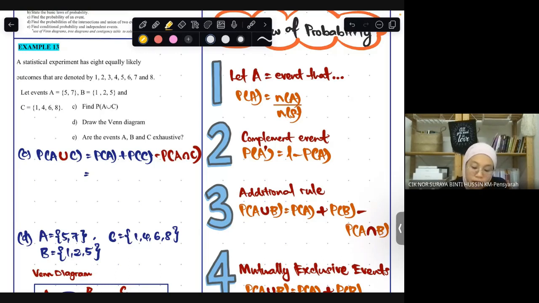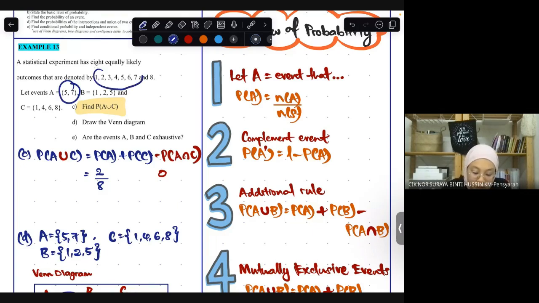Now, the next part is part C. What does it ask us to find? Probability of A union C. So again, probability of A union C, just use the formula: probability of A plus probability of C, and then subtract the probability of A intersect C. I think we already know that there is no intersect, so there is 0 probability of the intersection. But we do have probability of A, which is what? Probability of A is 2/8, because A has 2 values.